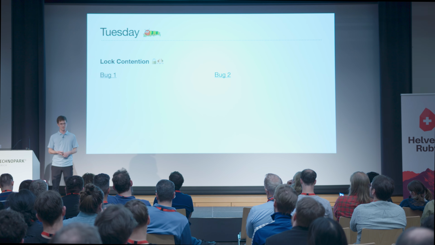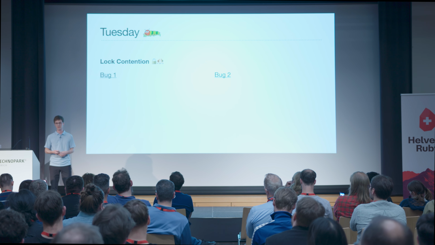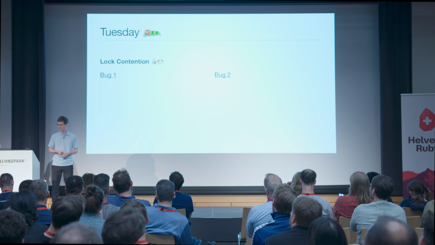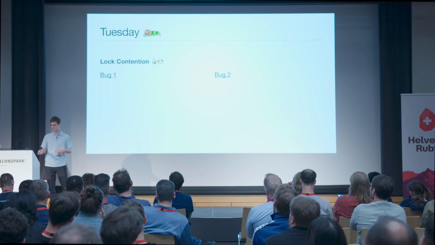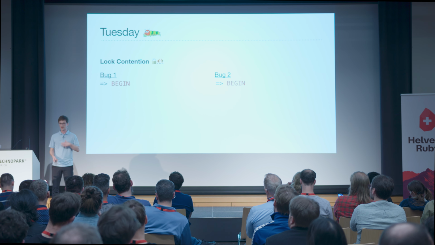The underlying problem here has something to do with lock contention. So this happens when multiple processes are trying to work with the same data at the same time, and so they have to compete or contend for access to that data. So we can imagine two bugs ordering the same or similar products at the same time. Their transactions begin. They create the orders. They create the order items.